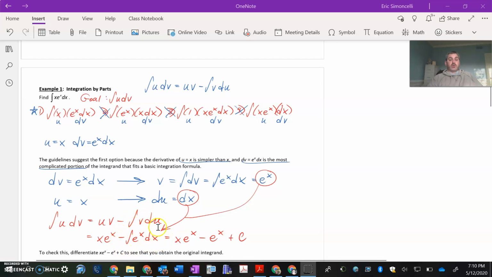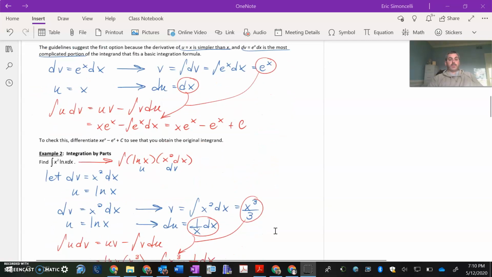And this is why we chose the first setup: it leads nicely to this piece being something we can integrate. It unfolds great because the integral of that quantity is simply e to the x. Final answer, x e to the x minus e to the x plus c. And to check, you could even differentiate your final answer, which we've done in the past on other types of integral problems, to see that you obtain the original integrand. And you will if you double check.